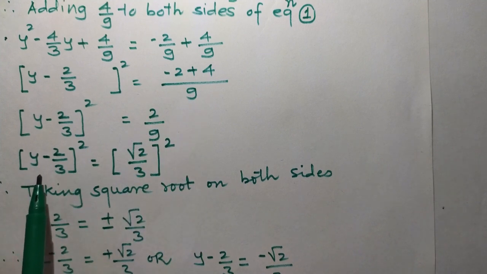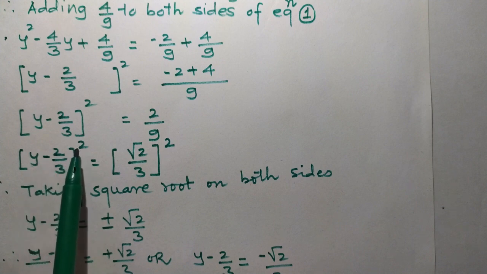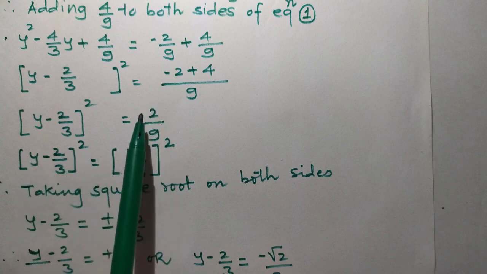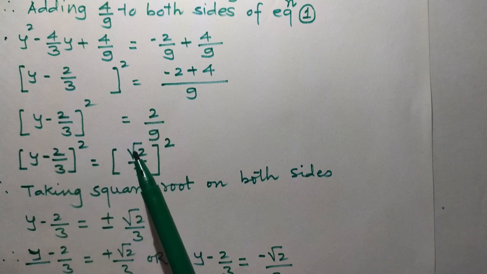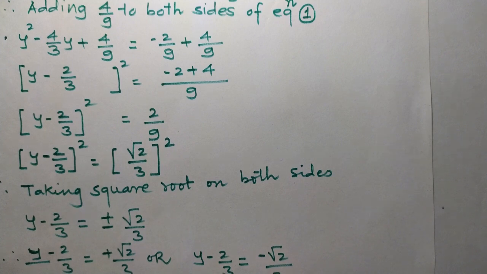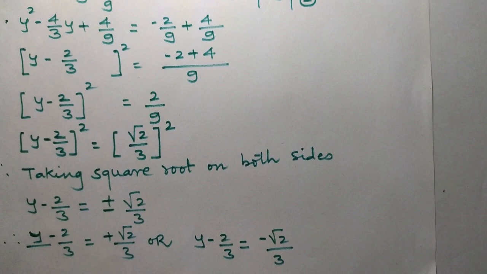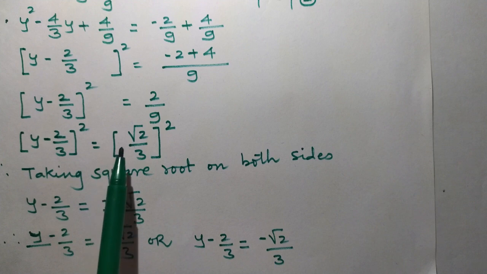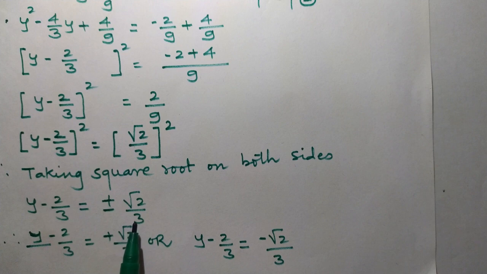As the left hand side is a perfect square, y minus 2 upon 3 whole square, I have to write 2 upon 9 also as a perfect square. So for that purpose, I have taken 2 as under root 2 whole square and 9 as 3 square. So 2 upon 9 can be written as under root 2 upon 3 whole square. Taking the square root on both the sides, what do you have? y minus 2 upon 3 is equal to, taking the square root, plus or minus under root 2 upon 3.